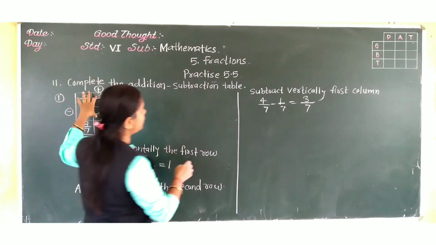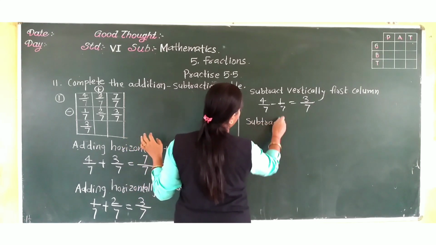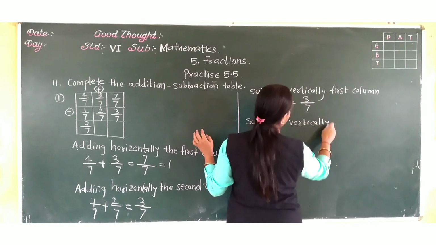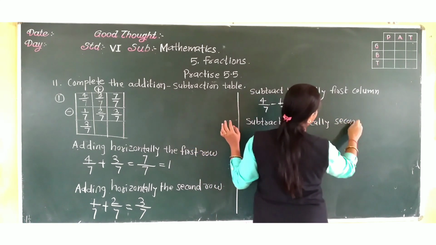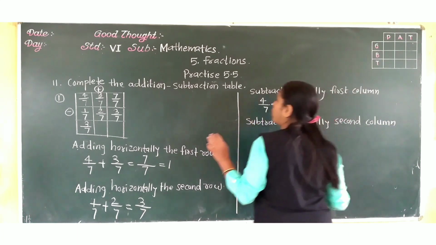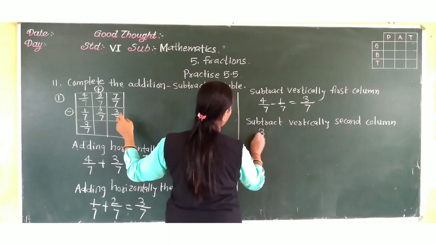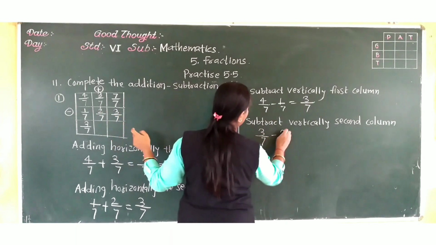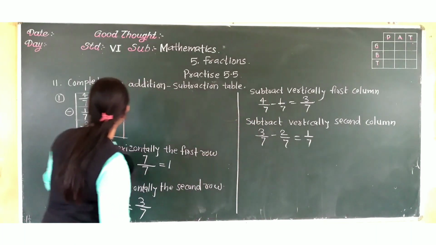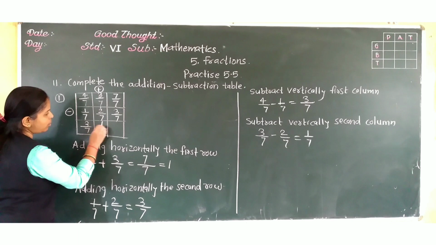Now this, subtract vertically, second column. What is the answer? See here, second column is this. That is 3 upon 7 minus 2 upon 7. So the answer is 1 upon 7. So here 3 upon 7 minus 2 upon 7 is 1 upon 7.